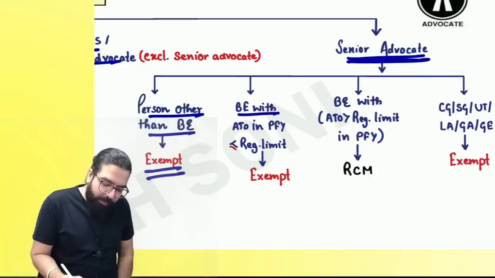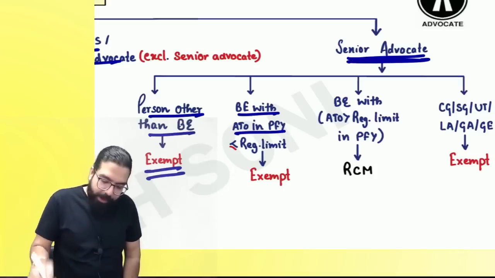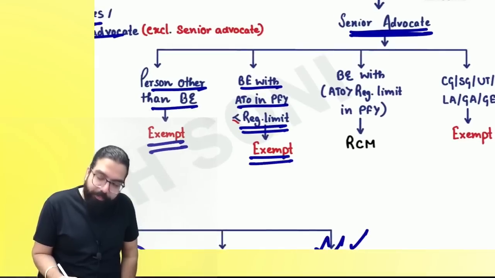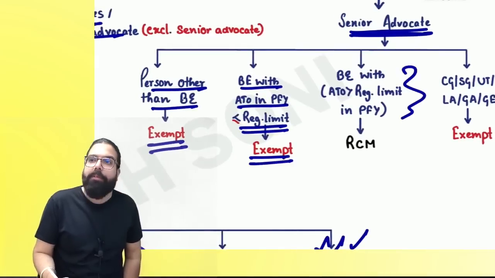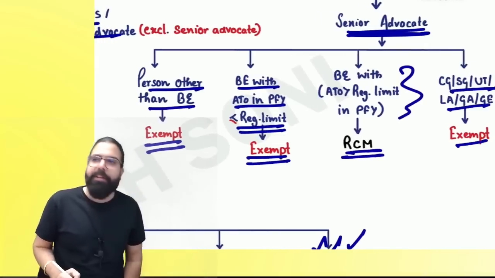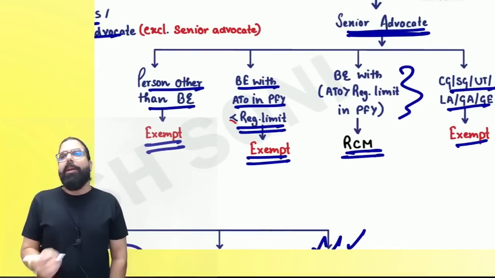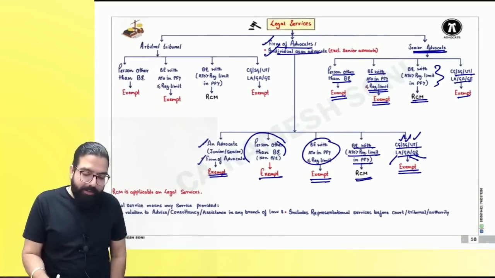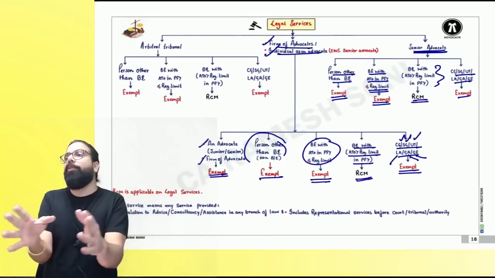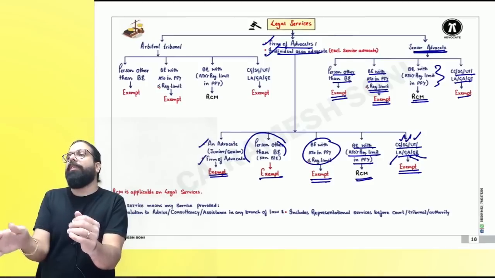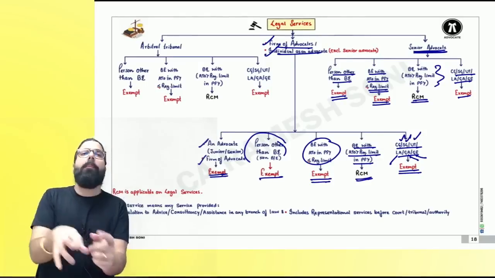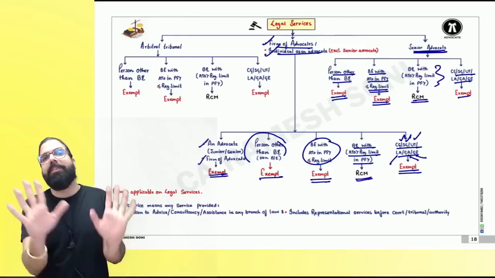Now a senior advocate giving services to a business entity whose aggregate turnover in the preceding financial year was less than the registration limit. What will happen, everyone? Exempt. Business entity whose turnover was more than the registration limit, RCM will apply, and government, if it is giving services, it will always be exempted. Remember one thing, reverse charge mechanism is applicable on advocate service. Simple crux, you will always have to remember, advocate giving services to a business entity whose preceding financial year turnover was more than the registration limit. I am not complicating the entry because for your exam, only this much is applicable.